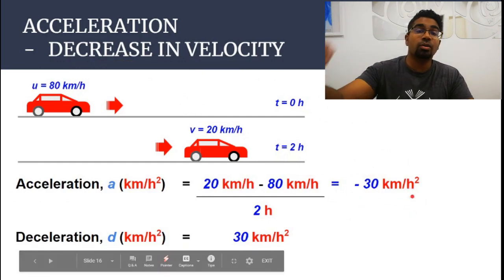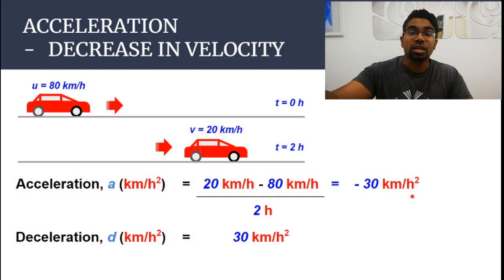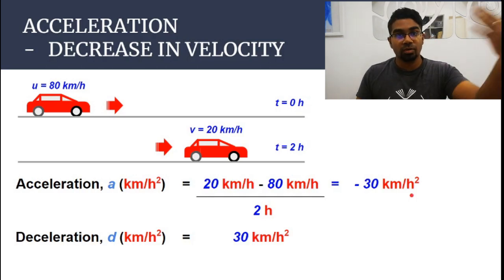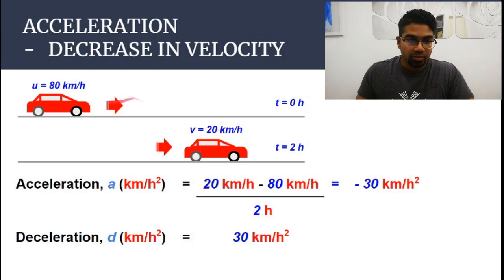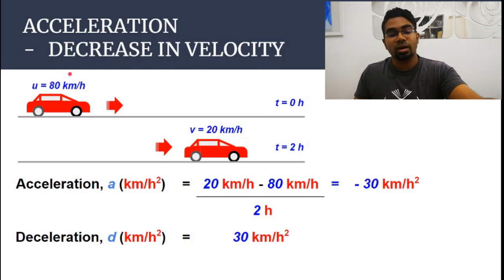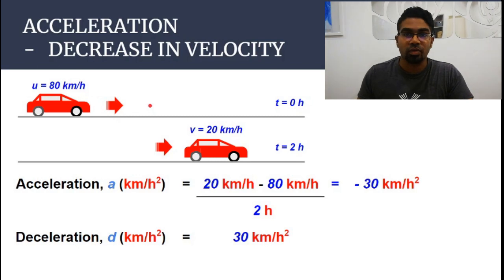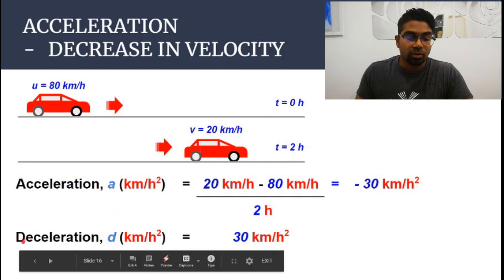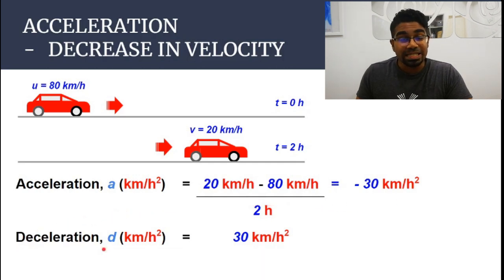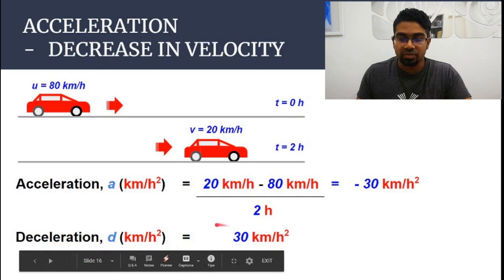This means that every hour, the velocity is reducing by 30 kilometers per hour. Okay, so if it started at 80 kilometers per hour, after 1 hour it would have reduced by 30 kilometers per hour. That means after 1 hour, the velocity would have become 50 kilometers per hour. Right? So when we have negative acceleration, we can also write it as deceleration. So deceleration here means slowing down. But when we write it as deceleration, it will be positive, because deceleration is already an indication that it is slowing down. So it is slowing down at a rate of 30 kilometers per hour squared.